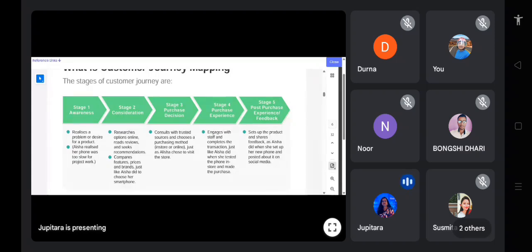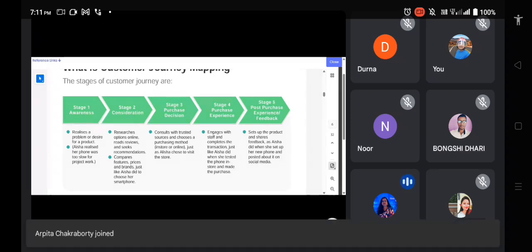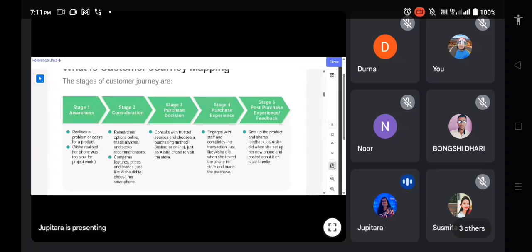Stage 3 is the purchase decision, like from which particular trusted sources you have determined that yes, I'll go for this particular product. Then the purchase experience: how did you feel during the transaction process. Then after the purchase has been done, post purchase, what is your experience? So these are the stages of your customer journey.